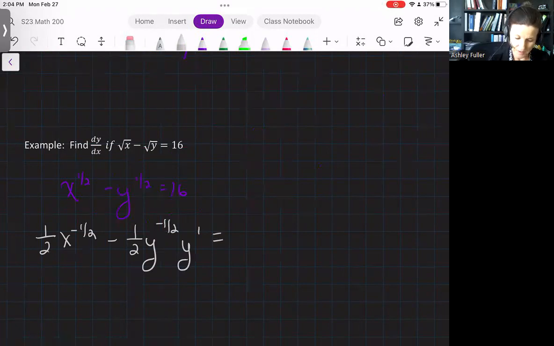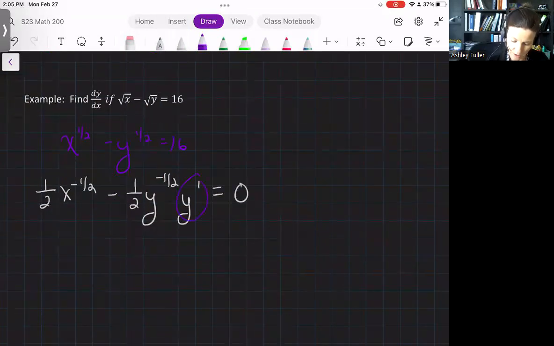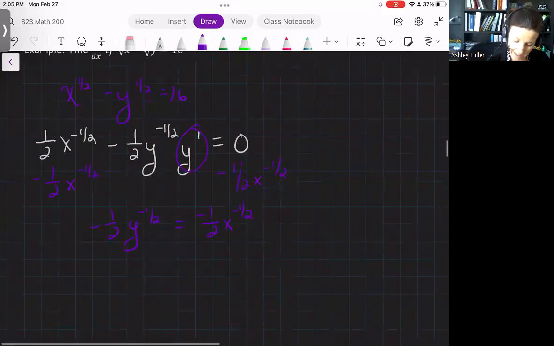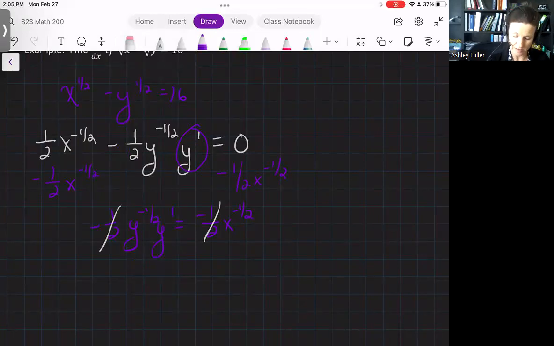And when I take the derivative of 16, I simply get 0. Again, this is what I'm trying to solve for, is the y prime. I'm going to move my 1/2 x to the negative 1/2 to the other side by subtracting. And I end up with negative 1/2 y to the negative 1/2 equals negative 1/2 x to the negative 1/2. My 1/2s end up canceling and the negative along with it. And I still have my y prime here that I'm trying to solve for.